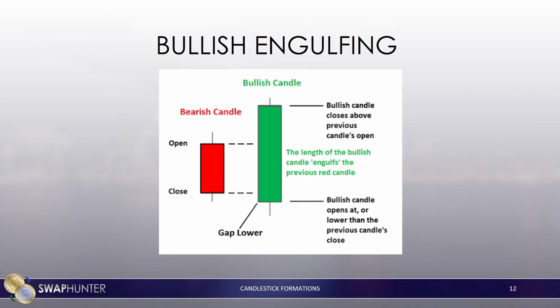Okay, so the second pattern that we want to focus on is called the bullish engulfing candlestick formation. So the pattern is one of the financial market's most accurate price action signals. The pattern involves two candles, with the second candle completely engulfing the body of the previous candle, the initial candle. Okay, so in this case, the red candle is being completely engulfed by the green candle.